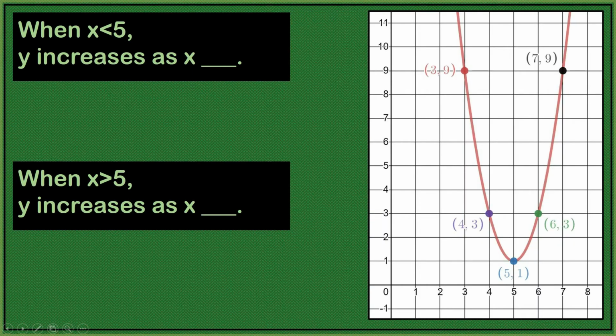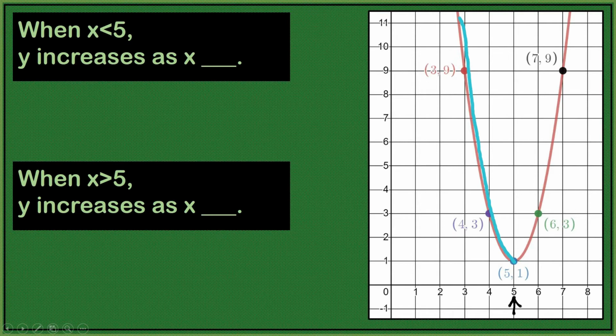On this problem, they're asking us to figure out what happens when x is less than 5. Well, on the x-axis, here's 5 right here. So when x is less than 5, they're talking about this side of the graph right here. Everything to the left of the vertex. And it says when x is less than 5, y increases as x does something. So we got to look at our y's right here.